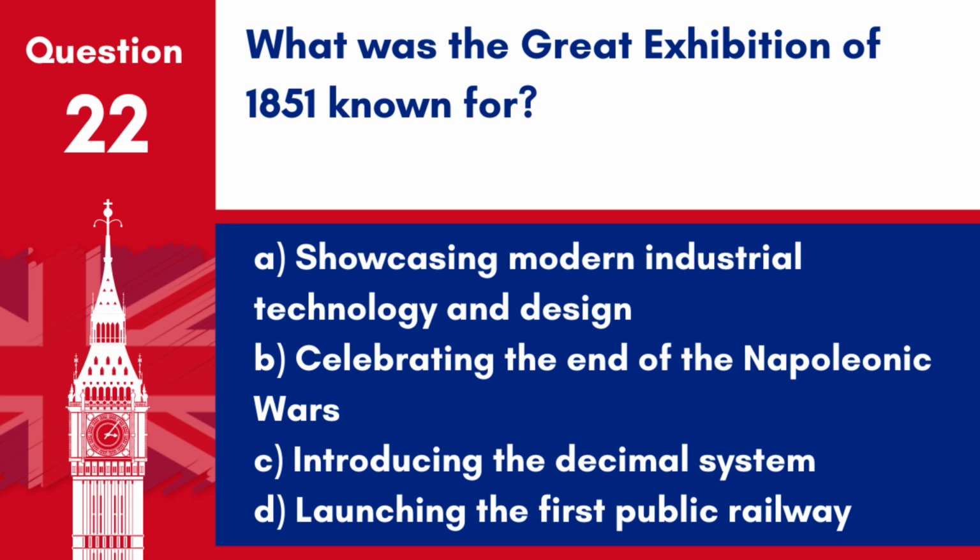Question 22. What was the Great Exhibition of 1851 known for? A. Showcasing modern industrial technology and design. B. Celebrating the end of the Napoleonic Wars. C. Introducing the decimal system. D. Launching the first public railway. Answer: A. Showcasing modern industrial technology and design. The Great Exhibition of 1851 was known for showcasing modern industrial technology and design from around the world, held in the Crystal Palace in London.